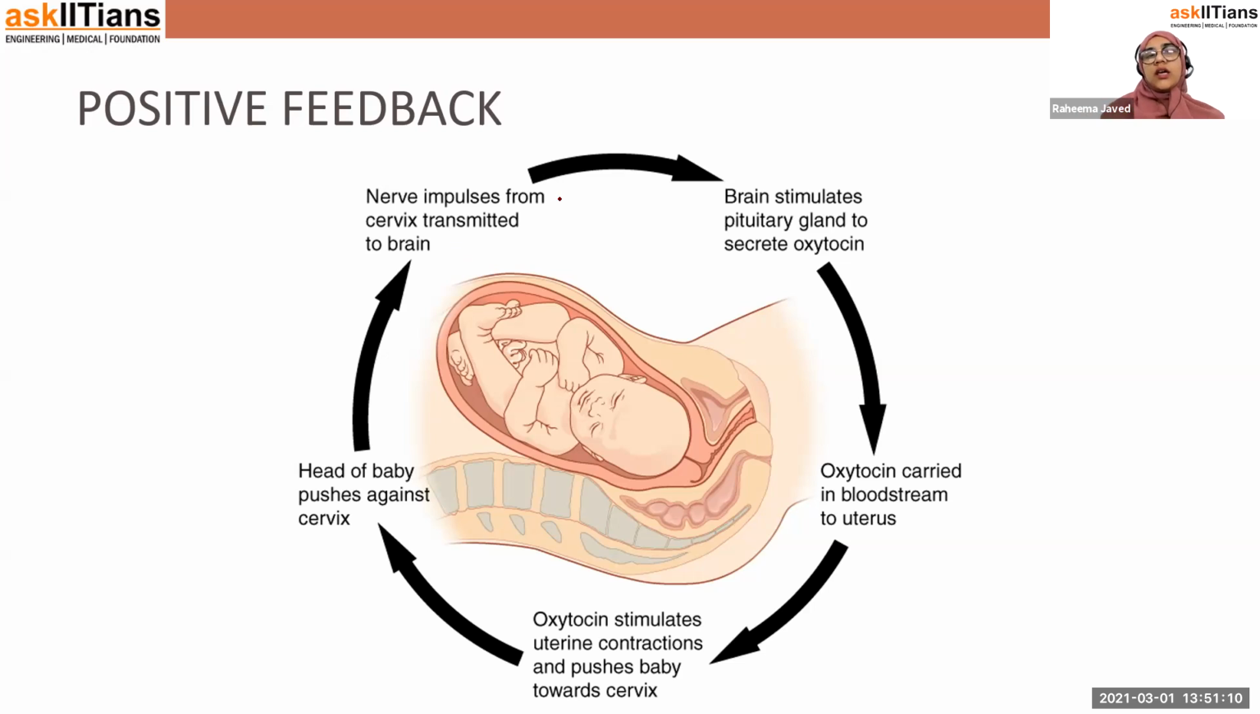Okay, for example, when the head of the baby pushes against the cervix during childbirth process, the nerve impulses from the cervix are transmitted to the brain. The brain stimulates the posterior pituitary to secrete more and more oxytocin, which is carried into the bloodstream to the uterus, which stimulates uterine contraction and then pushes the baby towards the cervix. Now, this is a positive feedback loop. Now, the baby's head is pushing towards the cervix, and more oxytocin will be secreted as a result. Okay, so this is a positive feedback mechanism.